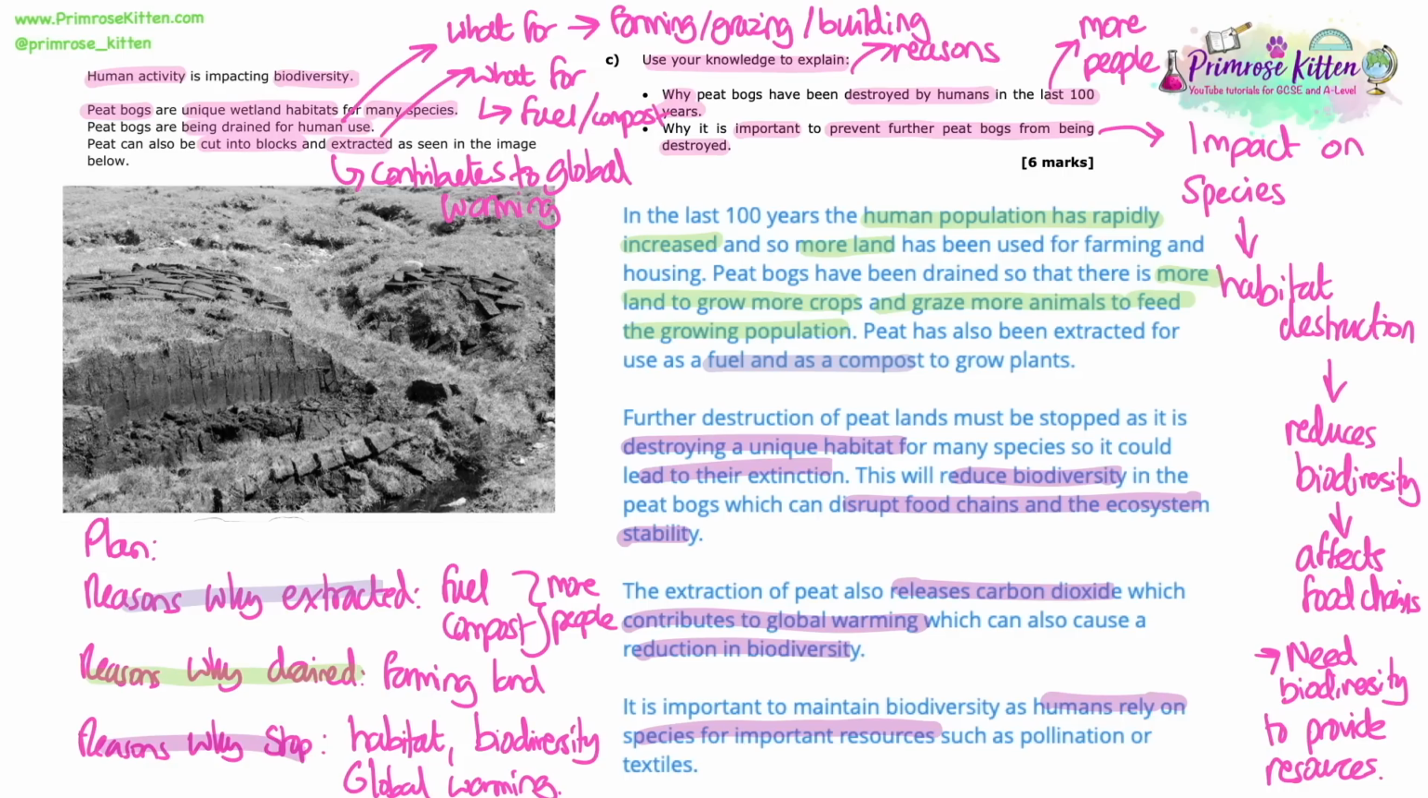Then I've linked to this idea of how further destruction of peatlands could continue to reduce biodiversity, and then explain why that's a bad thing. So the destruction of food chains, the releasing of carbon dioxide and the global warming, which even more continues to reduce biodiversity, and then the reason why biodiversity is important, other than just we don't want to cause species to go extinct, but because that can then cause us to not have those important services.